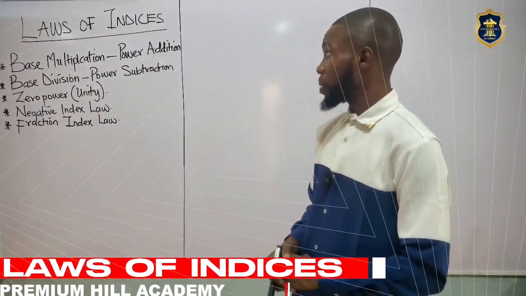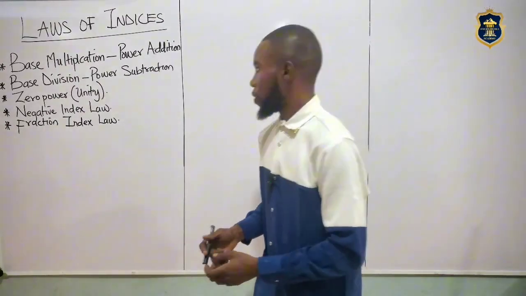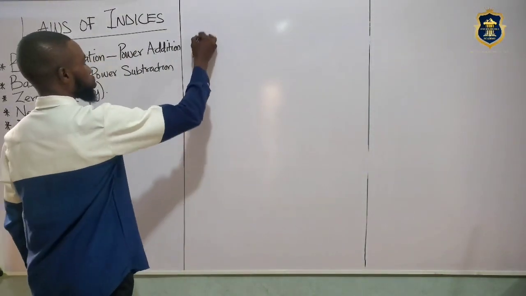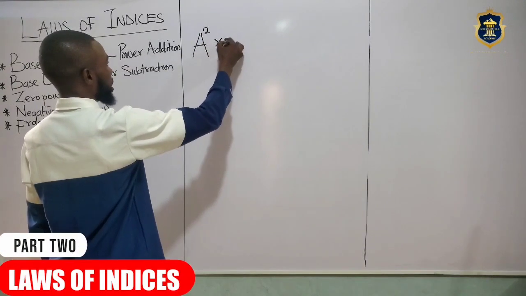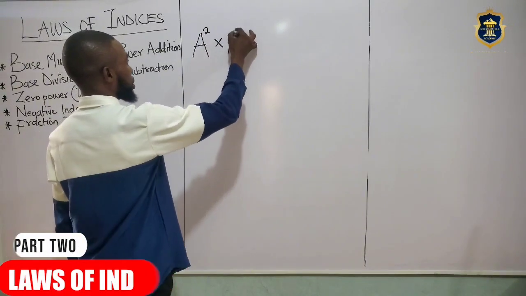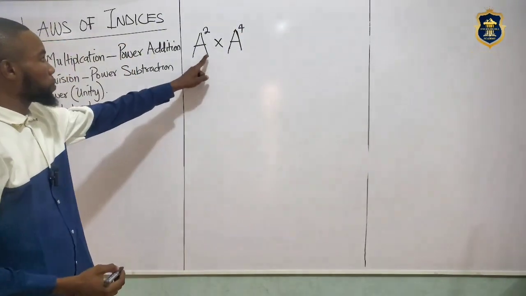Number one, we have the base multiplication, power addition. What does this mean? For instance, we have two equal bases raised to the power of 2 times a raised to the power of 4. For instance, we have two equal bases.